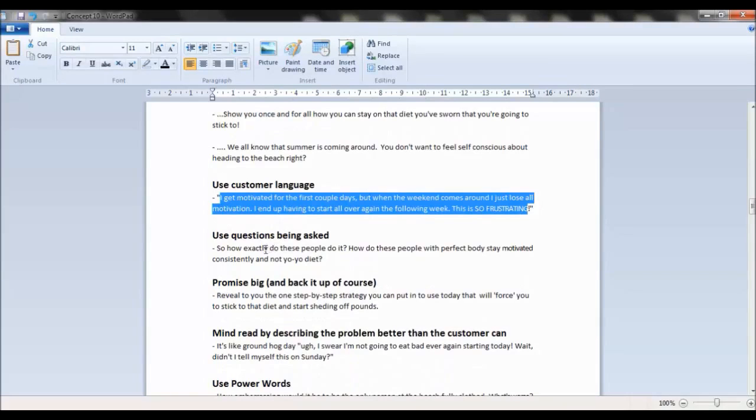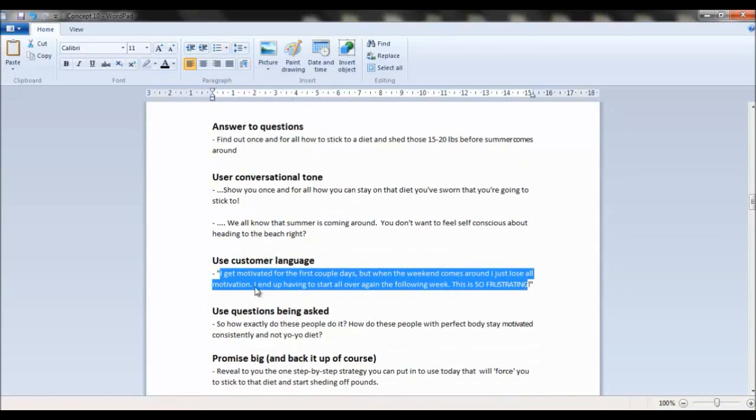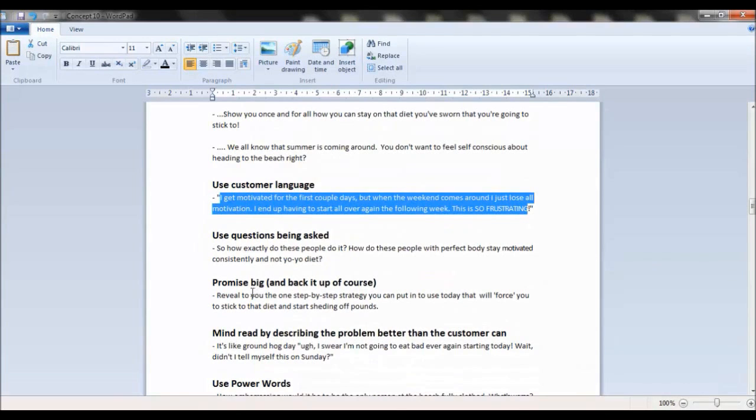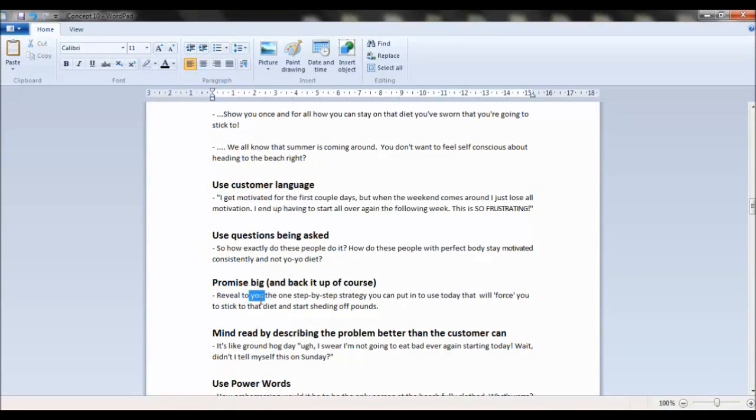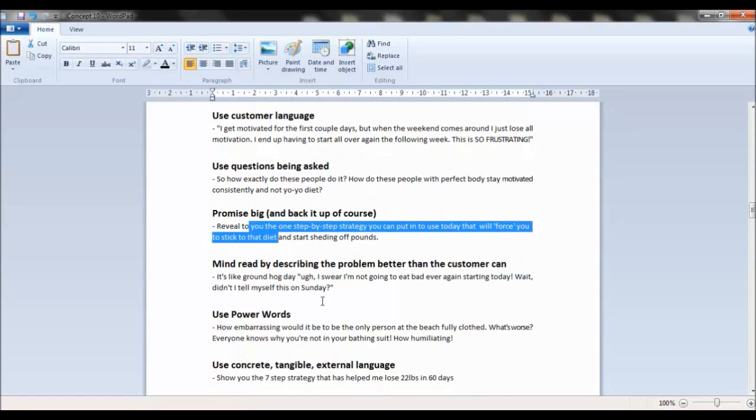So use questions being asked. How exactly do these people do it? How do these people with perfect bodies stay motivated consistently and not yo-yo diet? Again, use questions being asked. So you can promise big and back it up, of course. I'm going to review for you the one step-by-step strategy you can put into use today that will force you to stick to that diet and start shredding off pounds.